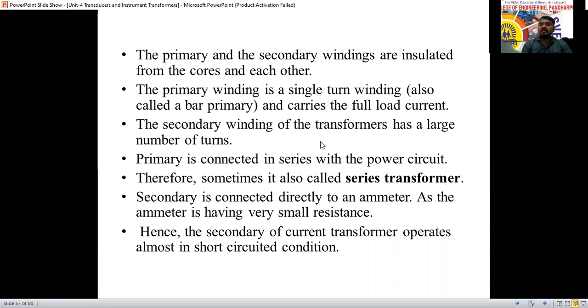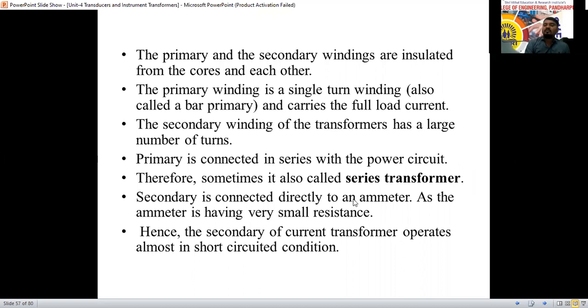The secondary winding of the transformer has a large number of turns. If the number of turns is more, then we can reduce the current. Now, the primary is connected in series with the power circuit, in series with the power conductor. Therefore, sometimes the current transformer is also called a series transformer.